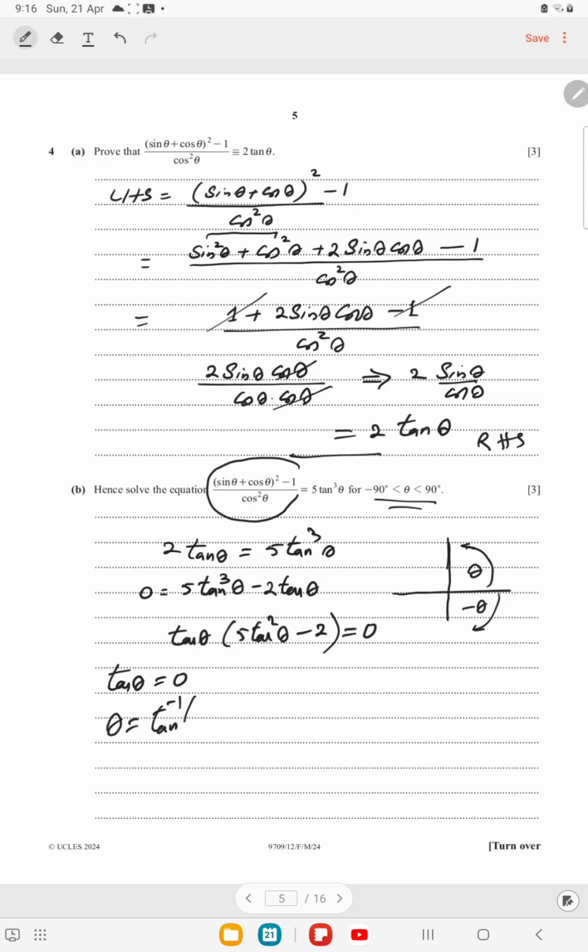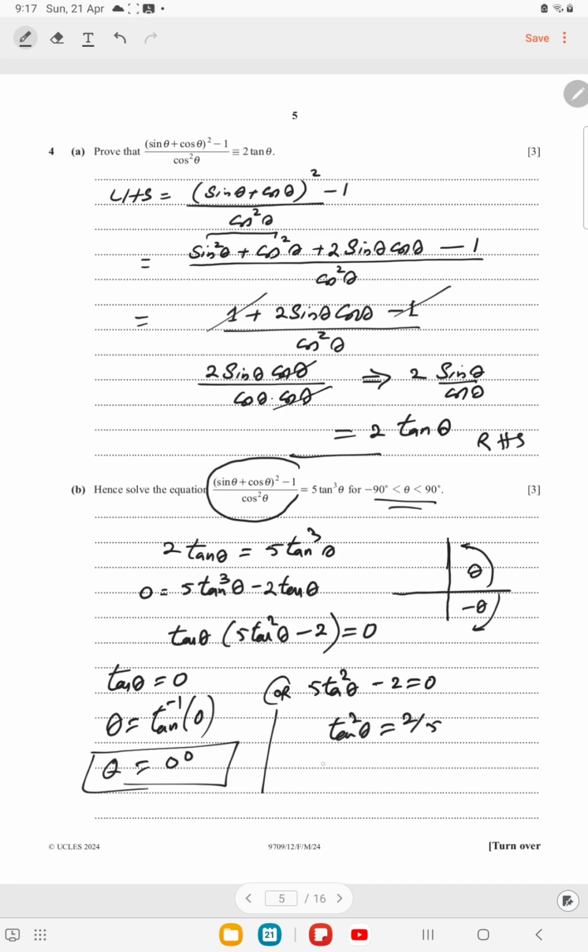Tan inverse of 0. It will be 0 at 0 or pi, but pi is out of the given domain, so it will be at 0 here. So we will ignore the others. Or for the other case, 5 tan square theta minus 2 equal to 0. So tan square theta is 2 by 5. So tan theta is plus minus root 2 by 5, with the help of a calculator.